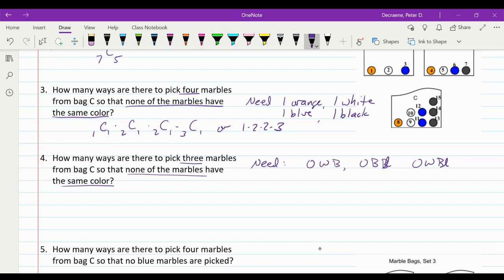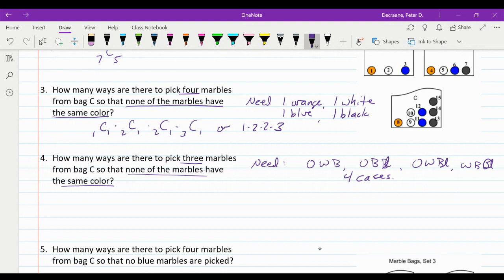I've left out, see, this is where it gets a little bit hairy. You got to make sure you got them. I left out black, I left out white, I left out blue, I got to leave out orange. So if I leave out orange, I need white, blue, and black. So there's really 4 cases here. Since there's a different number of marbles of each color, I've got to consider each of the 4 cases.